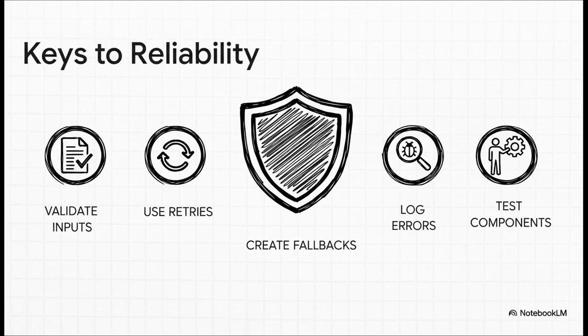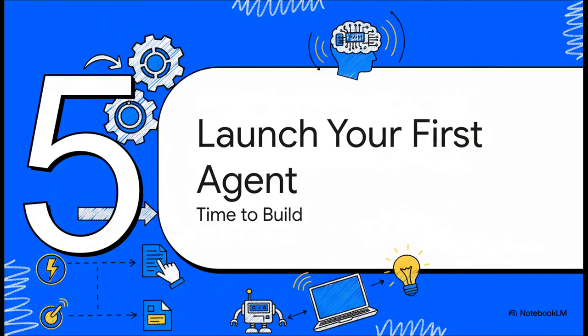You can add steps to check data before it's used, build in automatic retries if a step fails, and even create backup plans for when things really go sideways. Keeping logs of any errors helps you figure out what went wrong, and of course, testing each little piece and then the whole thing together makes sure it's all rock solid. Okay, you now have the big ideas, you've seen the tools, and you know the best practices to make your agent reliable. There's really only one thing left to do. It's time to actually launch your very first agent.